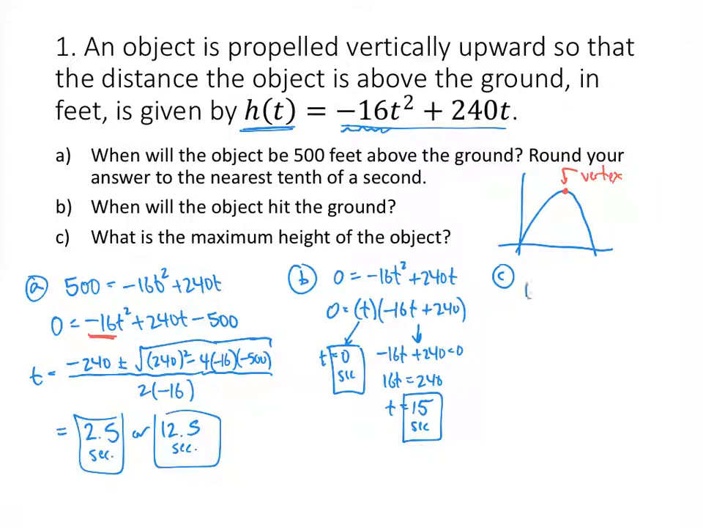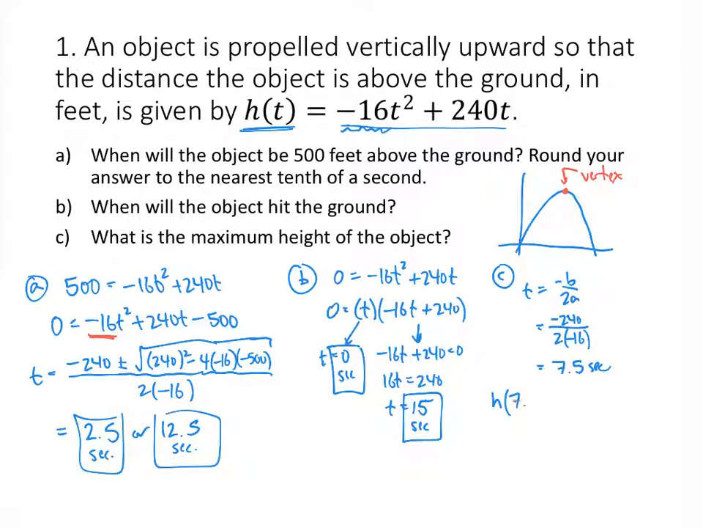The x-coordinate, or in this case the t-coordinate, is given by negative b over 2a. The b is the coefficient of t, so that's 240, divided by 2a, which is 2 times negative 16. Again, we work that out in our calculator, and we get 7.5 seconds. So that's when the object reaches its maximum height. That doesn't tell us what the actual maximum height of the object is. For that, we need to plug into our function.